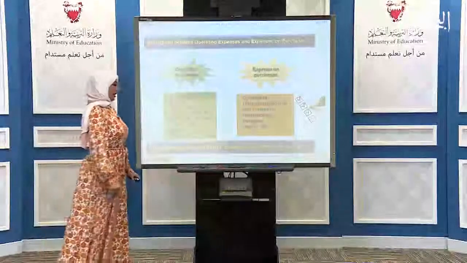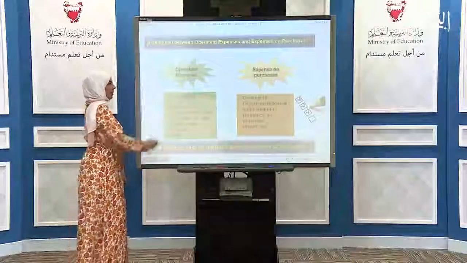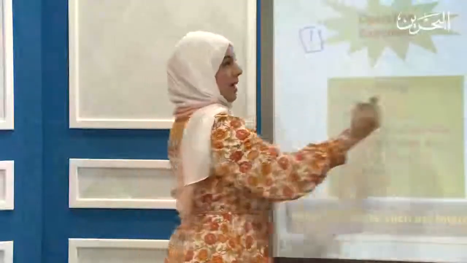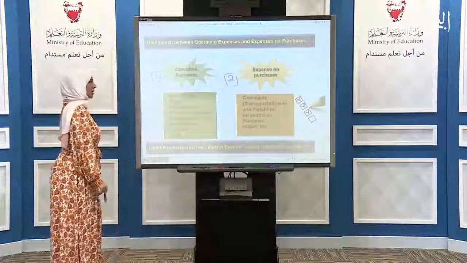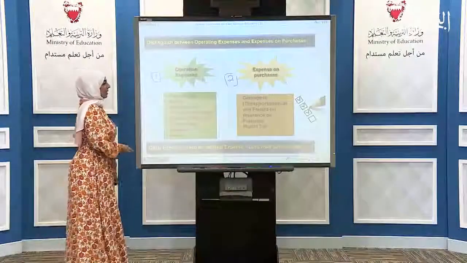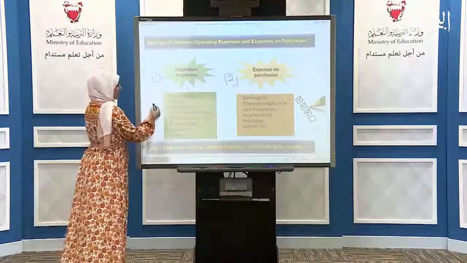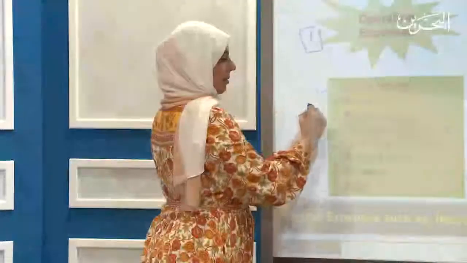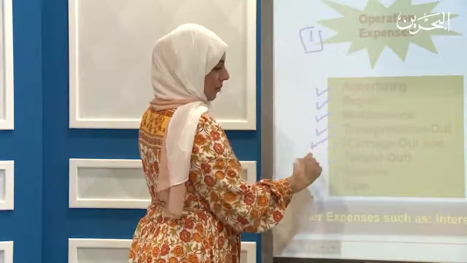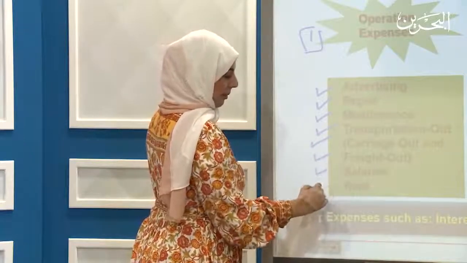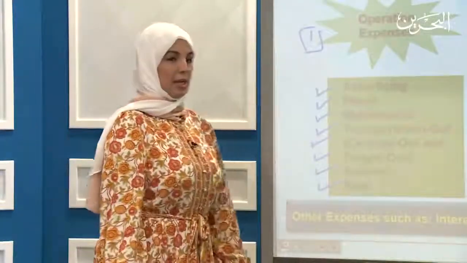Let us take a look and differentiate between the two types of expense. The first one is the operating expense, and the second one, the expense on purchase. What's the difference between these two? The operating expense is the expense that I spend to operate my work, and examples are the advertising expense, repair, maintenance, transportation out, carriage out, freight out, salaries, and finally the rent. These are some examples of the operating expense.